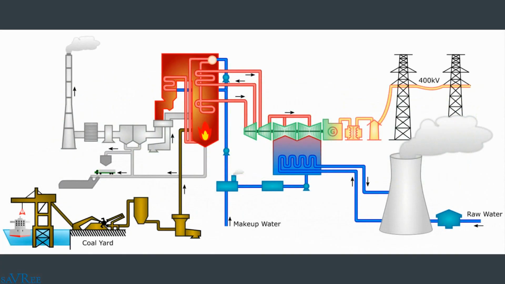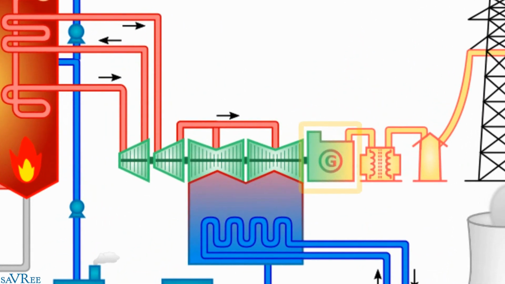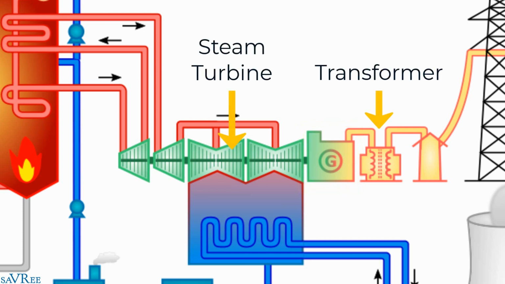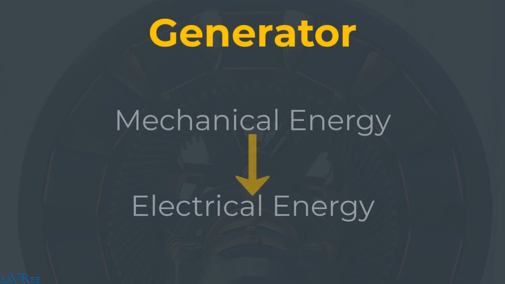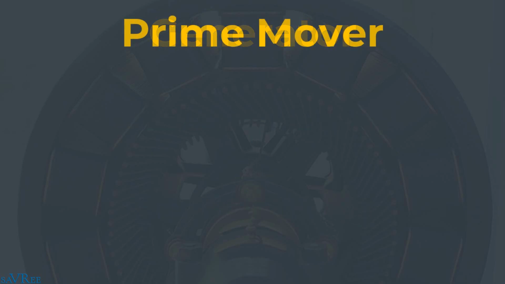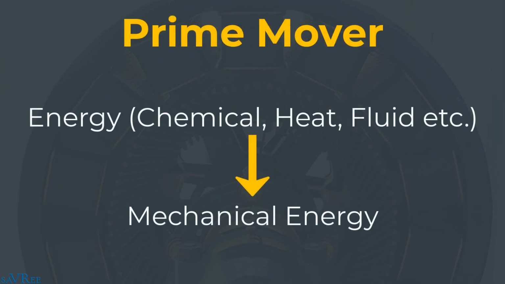If we take a look at this diagram here, you can see that the generator has been marked with a G and a circle around it, and it sits between an electrical transformer and a steam turbine. This is its position within an electrical power system. Electrical generators convert mechanical energy to electrical energy. The thing providing the mechanical energy is classified as a prime mover. The prime mover may be a steam turbine, gas turbine, hydro turbine, internal combustion engine, etc.